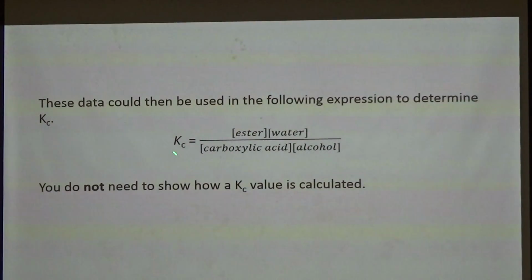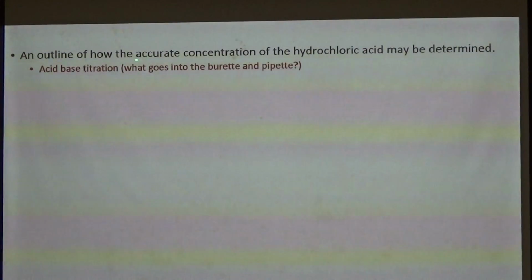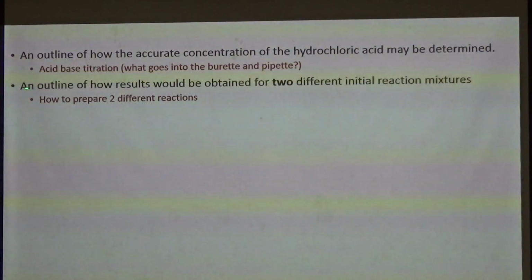In order for you to calculate Kc. An outline of how the accurate concentration of HCl may be determined. You need to do an acid-base titration, right? So the very first bullet point requires you to describe an acid-base titration. So what goes into the burette, what goes into the pipette? Second bullet point, an outline of how results will be obtained for 2 different initial reaction mixtures. How to prepare 2 different reactions, so that you can take the average to find Kc.